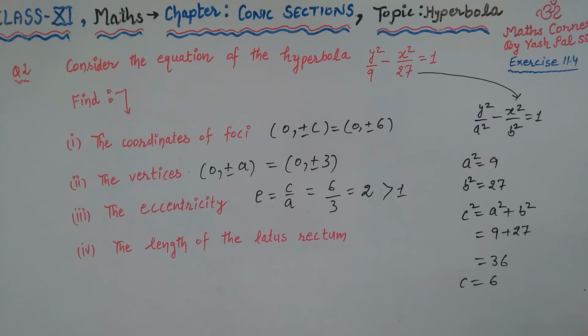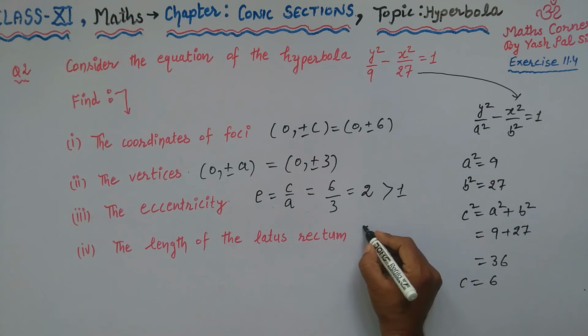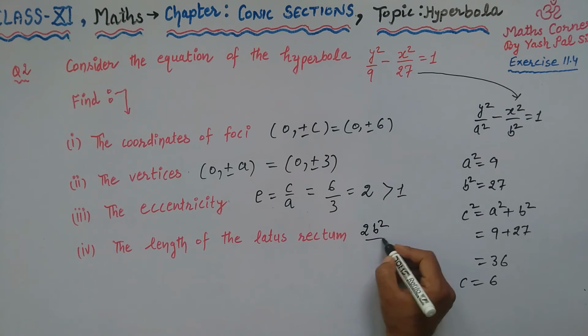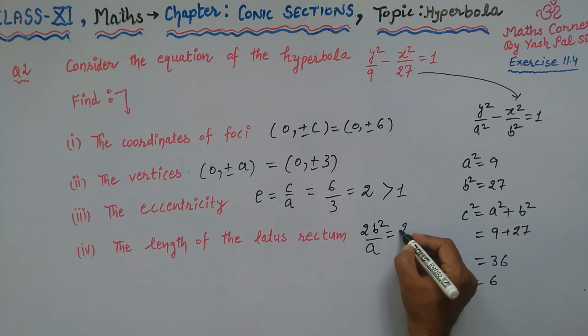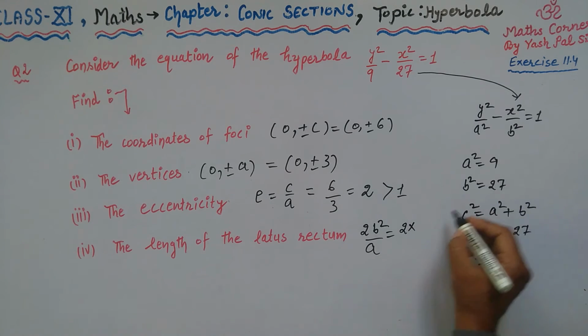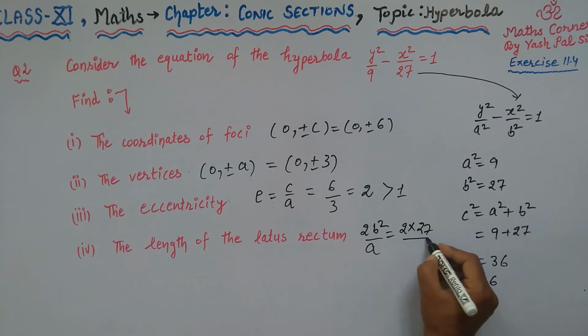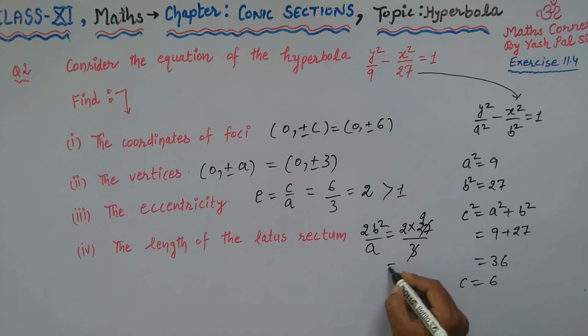Now what about the length of latus rectum? This is 2b square upon a. So this becomes 2 into what is b square? 27 upon a. A is 3. 3, 9. So the length of latus rectum becomes 9 into 2, 18. Right? So this is our second question.